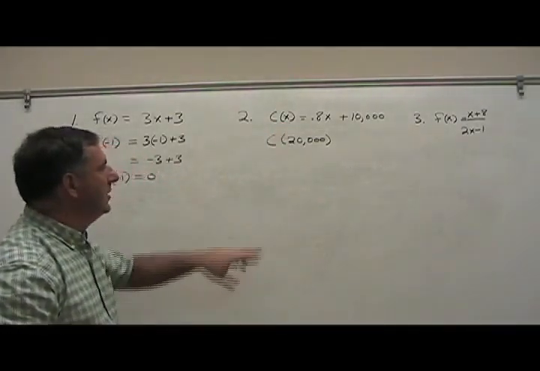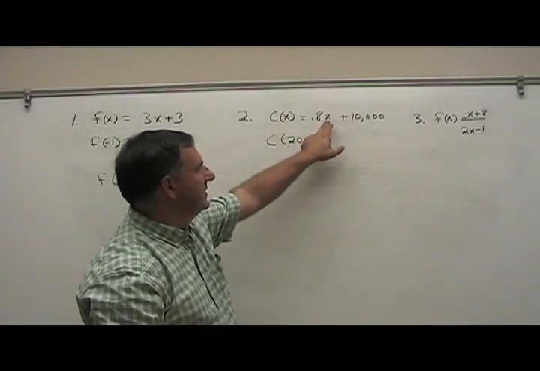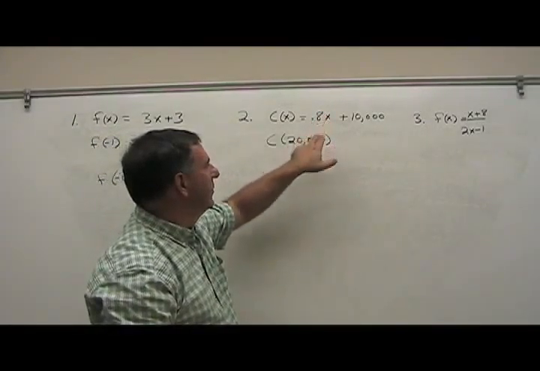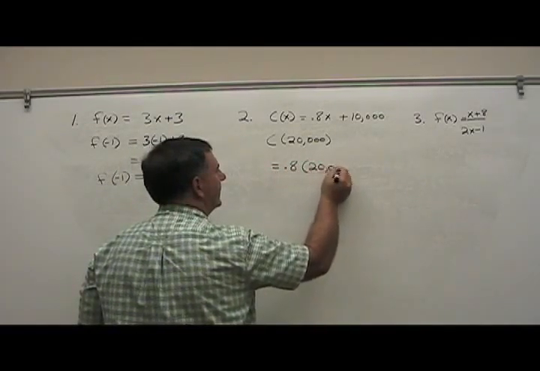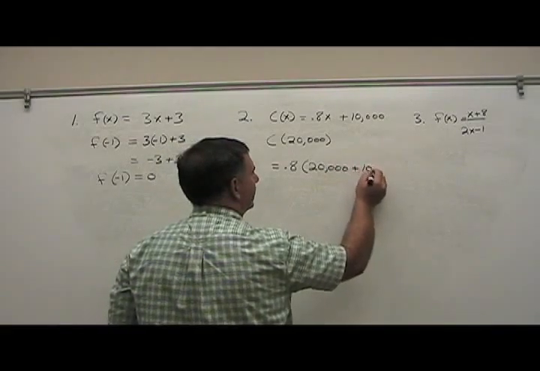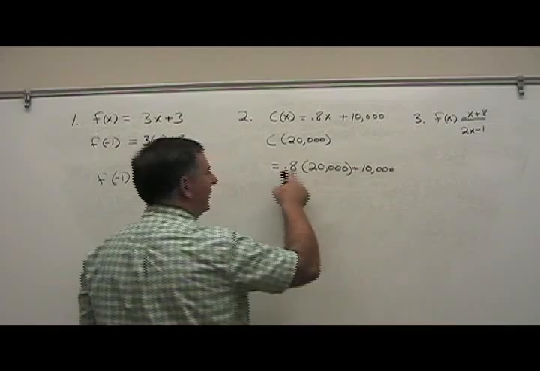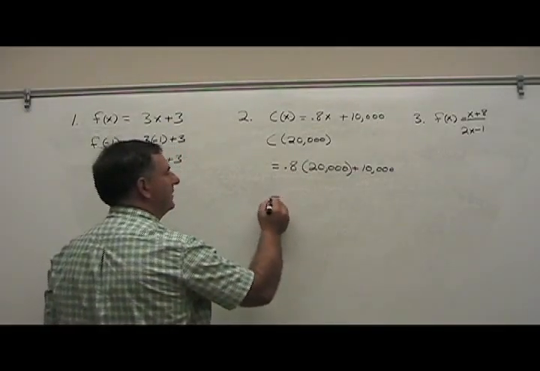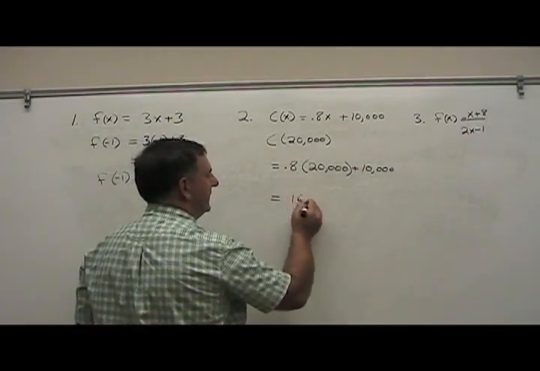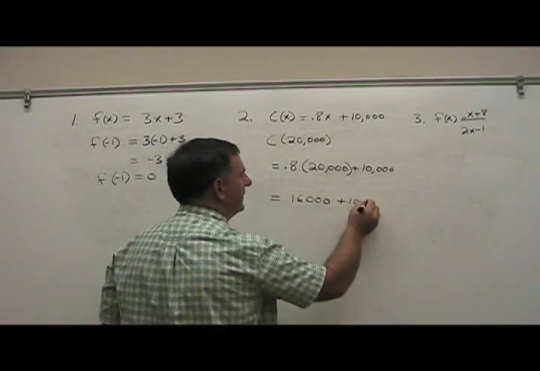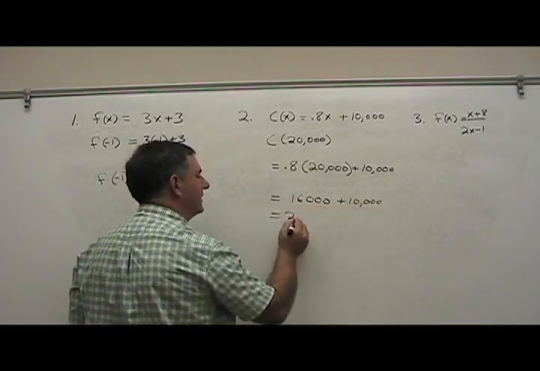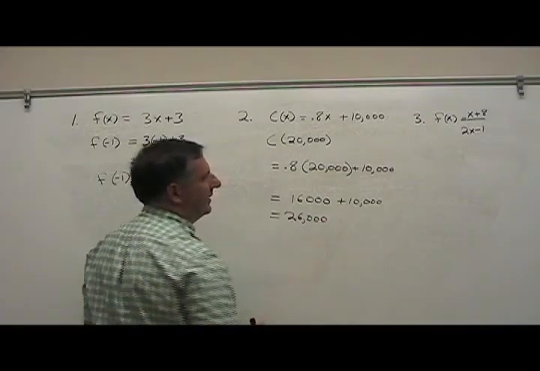In problem number 2, we're evaluating 20,000 into this equation here. And so we're replacing the x value with 20,000. So what we have is 0.8 times 20,000 plus 10,000. Now 0.8 times 20,000 is going to give us 16,000. Okay, 16,000 plus 10,000. When we evaluate this, this value becomes 26,000.